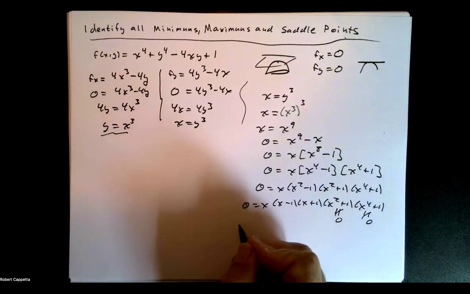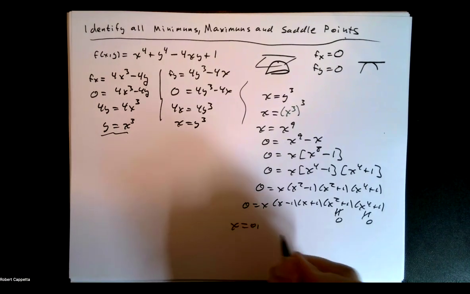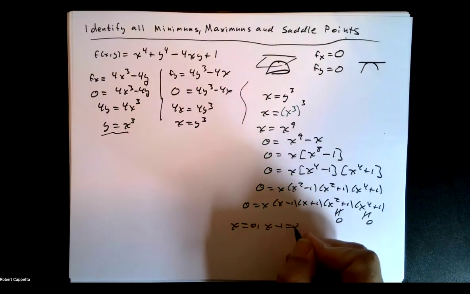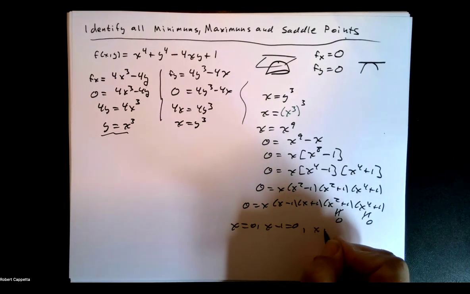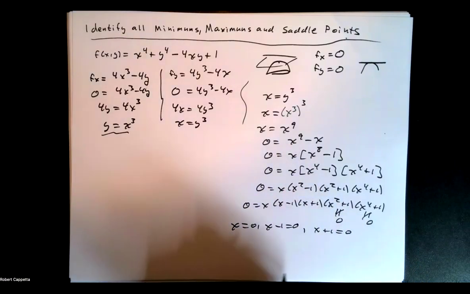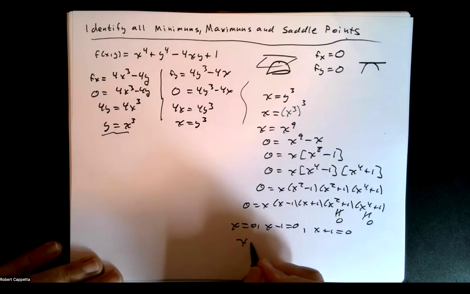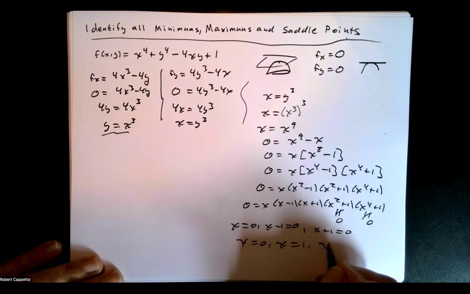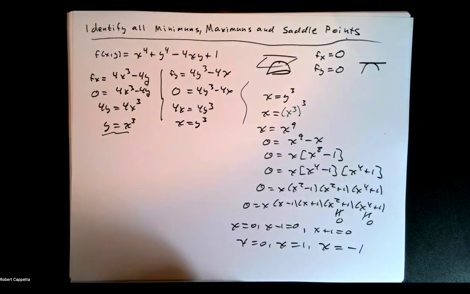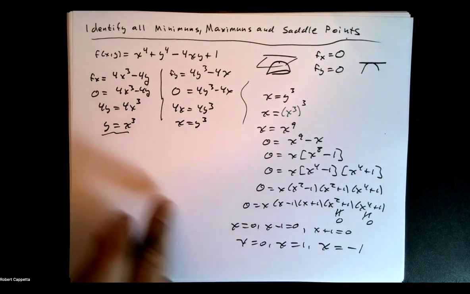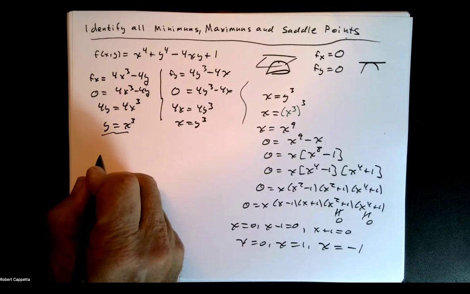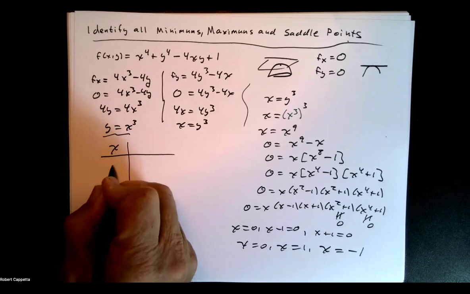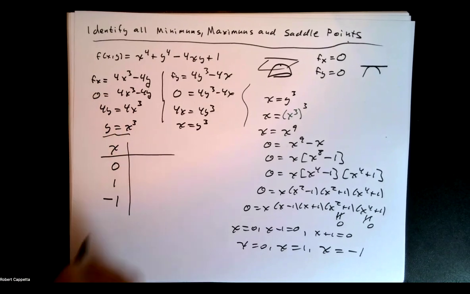So that means x could be 0. x minus 1 could be 0. x plus 1 is 0. So the values I get: x is 0, x is 1, x is negative 1. So those are the values for x when I solve that system of equations. And then what are the corresponding y values? So x could be 0, x could be 1, x could be negative 1.